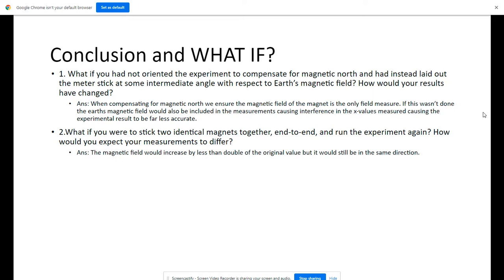Question 2. Answer. The magnetic field would increase by less than double of the original value, but it would still be in the same direction.